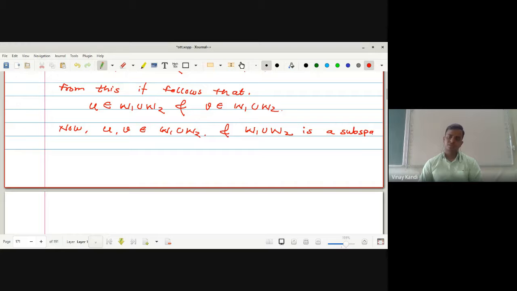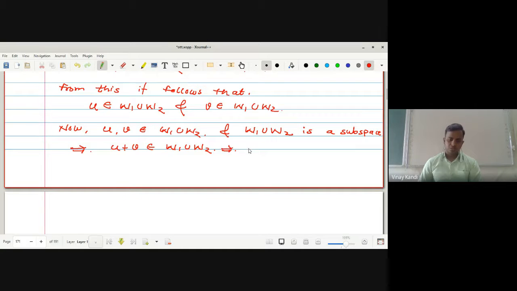Okay, subspace. So this implies it is an additive group, an abelian group. So this means U plus V also belongs to W1 union W2.